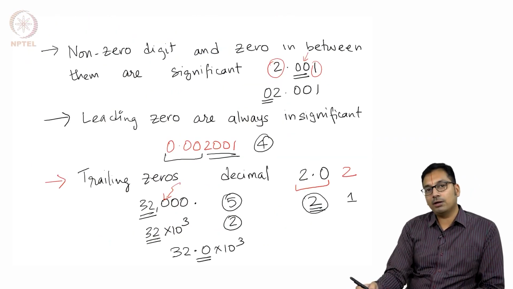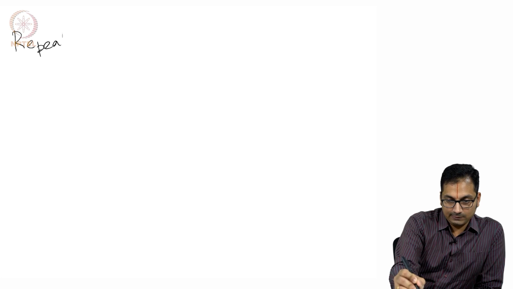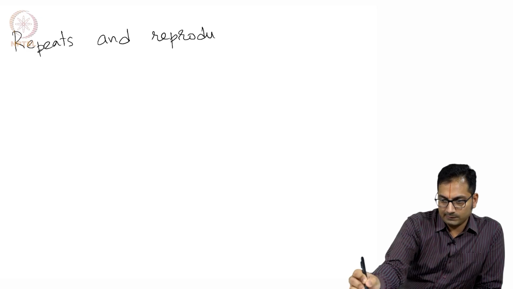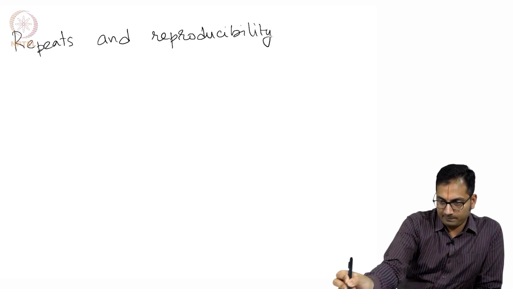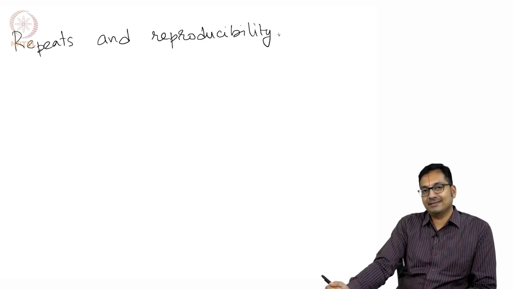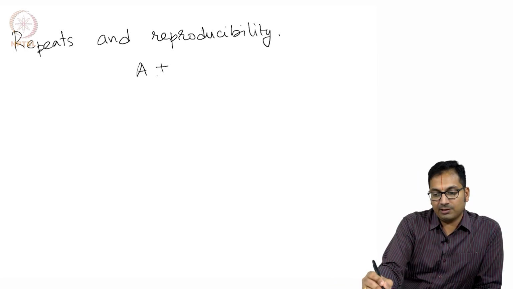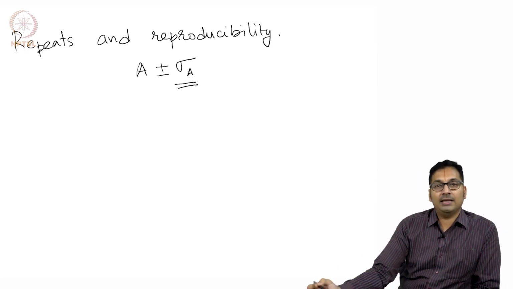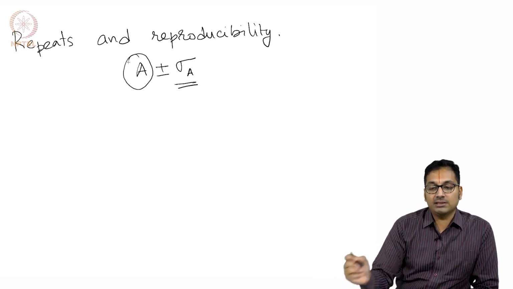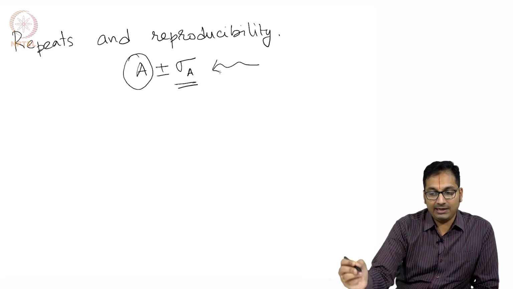Alright, so now that these two are done, let us get to the next topic of repeats and reproducible. This is important because we keep saying that in a measurement a person gets a certain value, and if this is repeated enough, let us say we take a parameter A, and then if a person repeats it enough, we are going to get something like the standard deviation. And this is important because one is able to realize what is the level of uncertainty associated with that given variable.